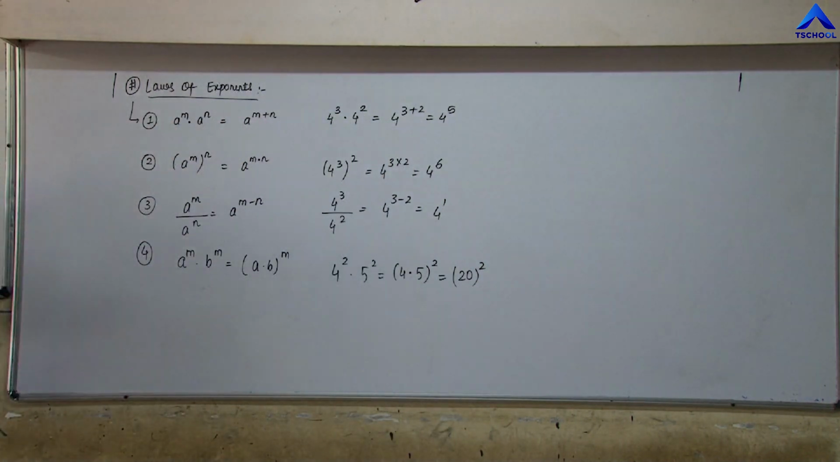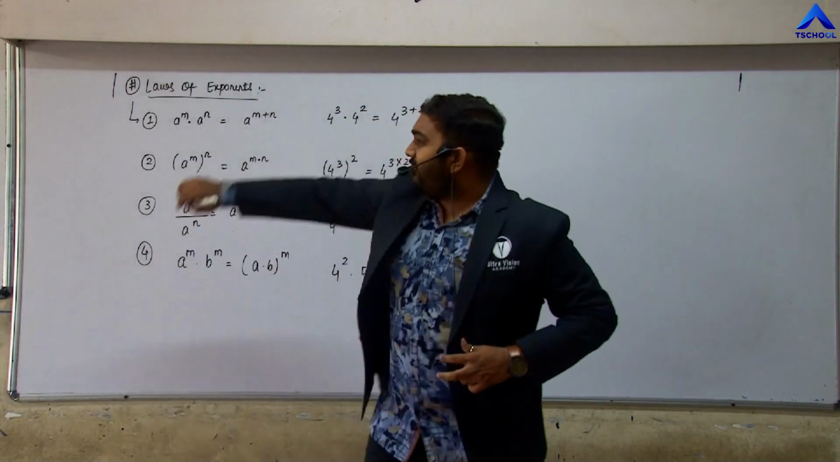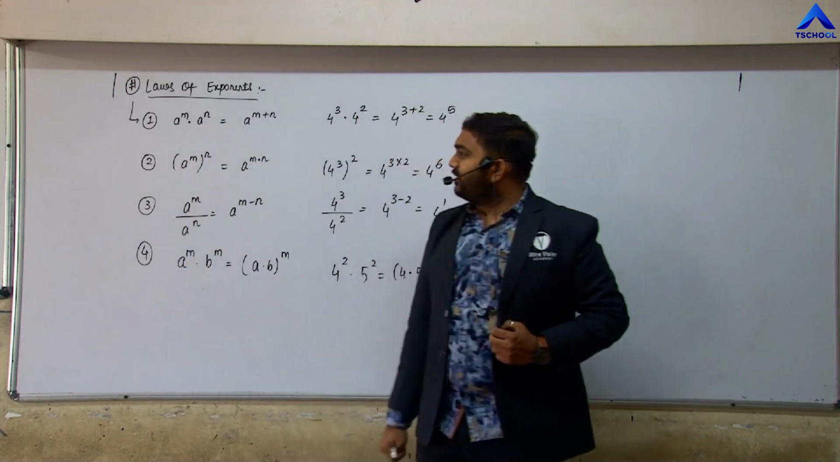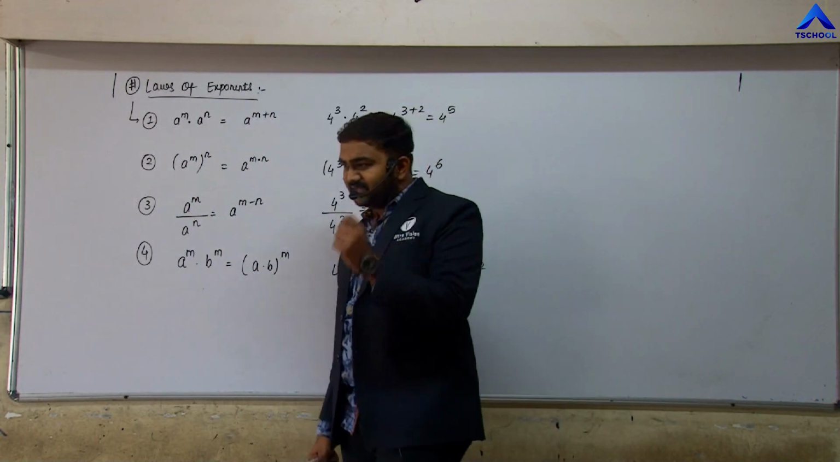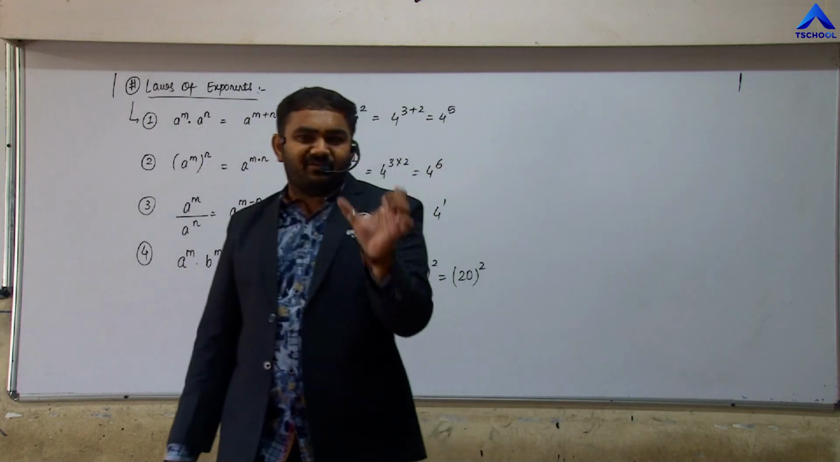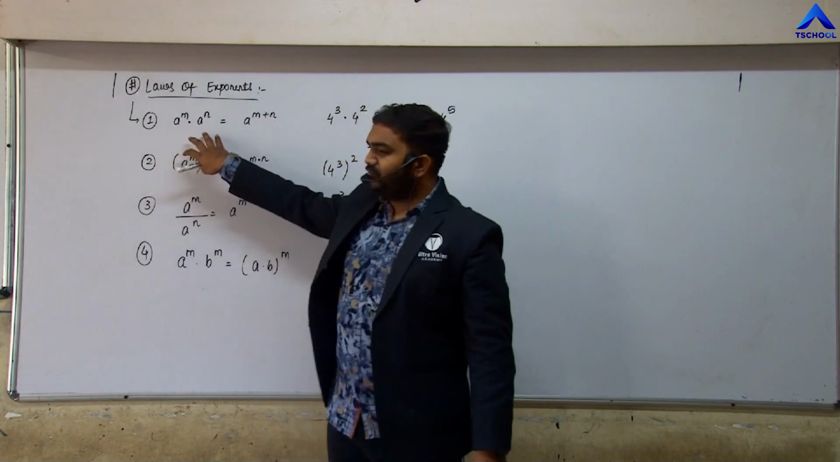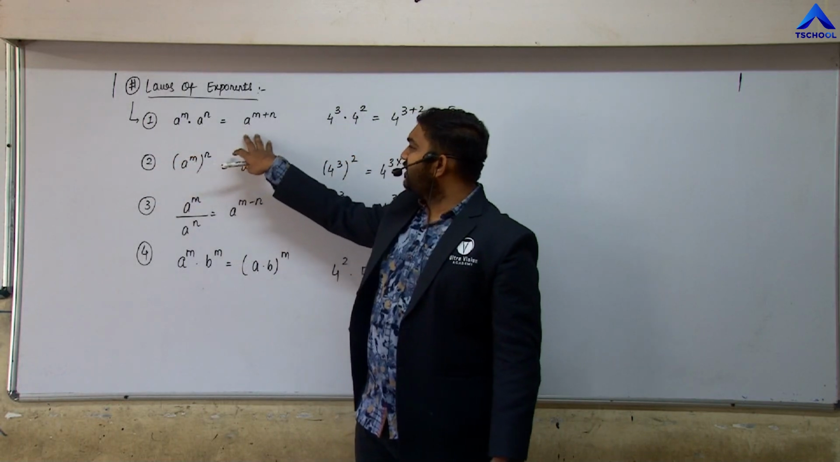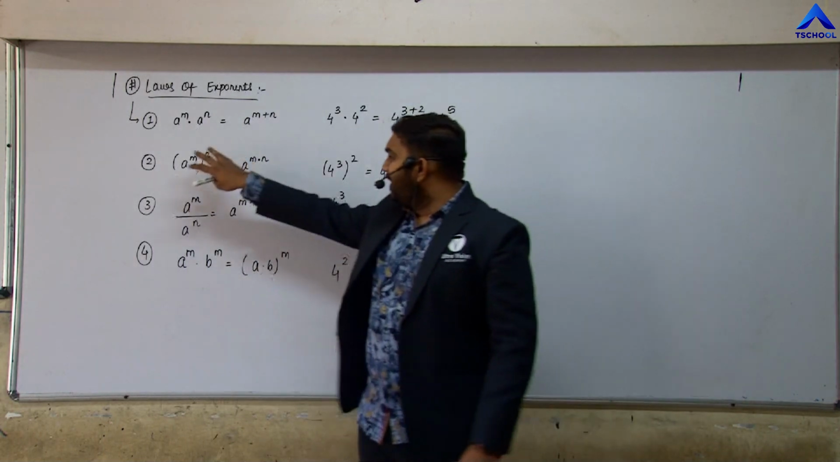Right friends, so in this way you can say that the laws of the exponents work. Let me explain it again to you. If we are having a number a raised to m into a raised to n, then the base will become the same and the powers will simply be added. That means a raised to m into a raised to n is equal to a raised to m plus n, right? The powers will simply be added.